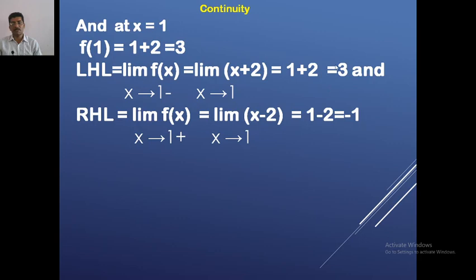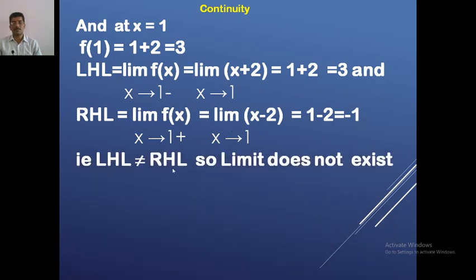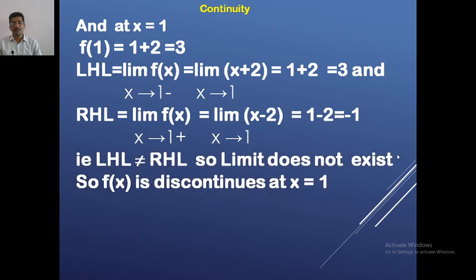But here you know that the left-hand limit is 3, which is equal to the value of the function, and the right-hand limit is minus 1, which is not equal to 3. It means it is not equal to the value of the function. Or you can say that the left-hand limit is not equal to the right-hand limit at the point x is equal to 1. Therefore, the limit does not exist. The limit does not exist means f(x) is discontinuous at x is equal to 1.